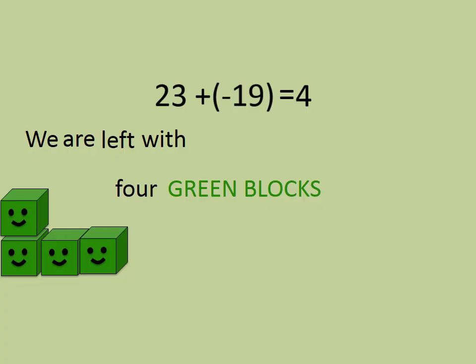We did this by counting out 23 green blocks and 19 red blocks. Then we paired them together until we ran out of one color block and counted how many of the other color we had left. Neat.